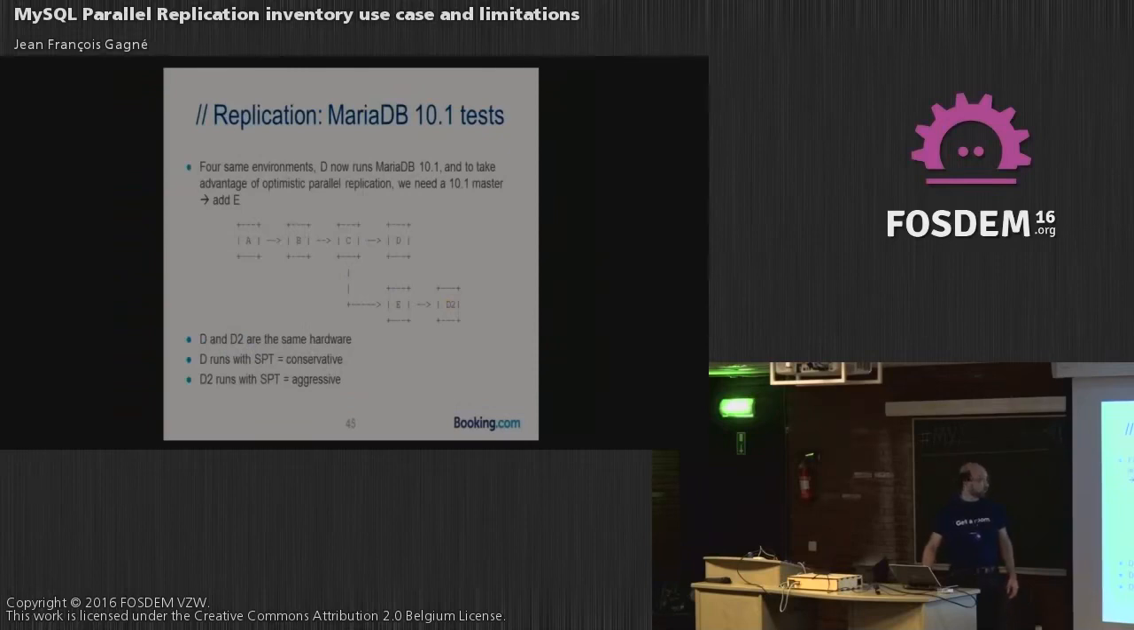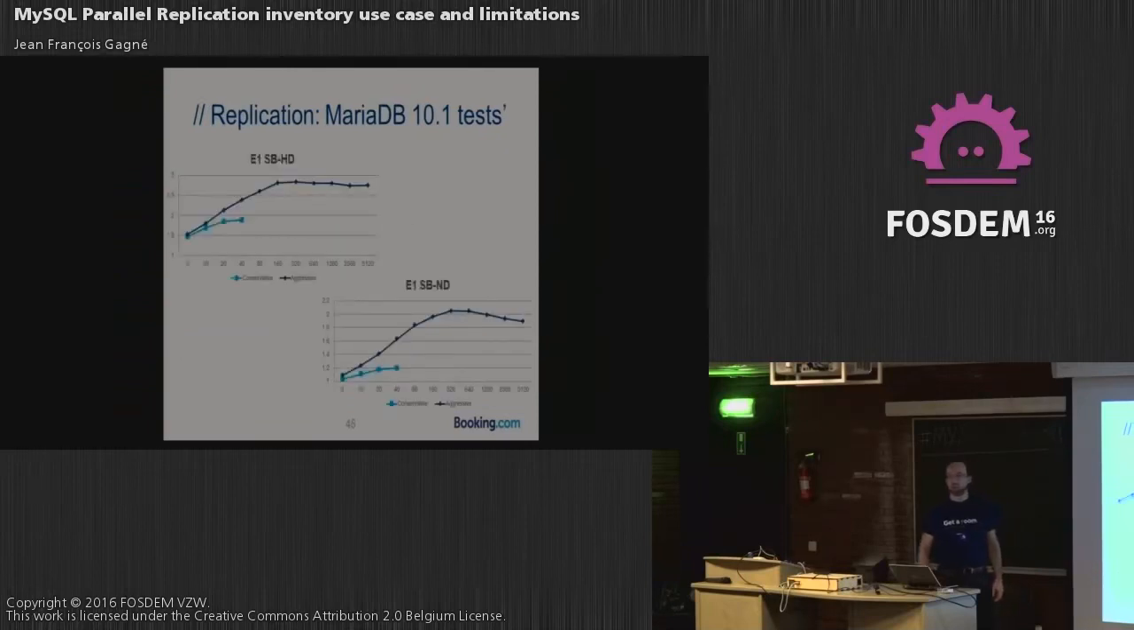MariaDB 10.1, let's go right now for the aggressive parallel replication result. So here, this is conservative, MariaDB 10.0, MariaDB 10.1, much better. So this is with high durability, so I go to speed up 2.7. Here, again, with no durability, the speed ups are again much better. I had speed up of 1.2, so 20% faster.